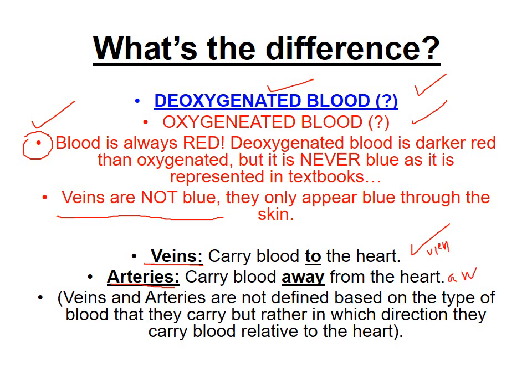So this slide was really just to dispel some common misconceptions. Blood is not blue, veins are not blue, and blood is not blue and then oxygenated when it comes out, which is why it looks red. It's always red. And veins don't necessarily have to carry deoxygenated blood. It's really the direction that matters. It goes to the heart. Arteries don't have to carry oxygenated blood. It goes away from the heart. So we'll see that in more detail in just a bit.